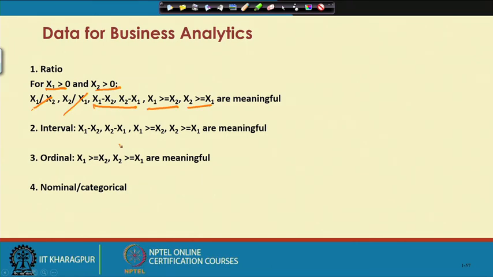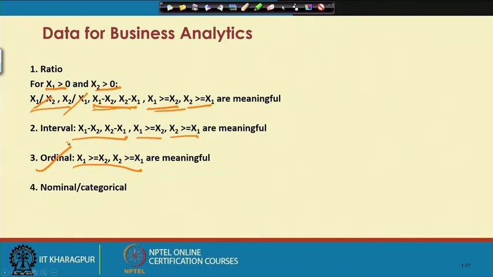Sometimes data is unstructured, and you make it structured by this process. If you have data on which you can perform all these operations, then this particular data is called ratio data, a rich data structure. If only the first one, the division, is not available, but x1 minus x2 or x2 minus x1, and x1 greater than x2 or x2 greater than x1 can be done, then this structure is recognized as interval structure. And finally, if only the last one is meaningful and the other two are not, then this is called ordinal structure.